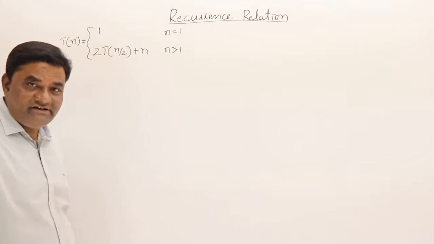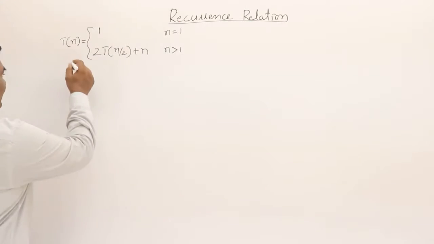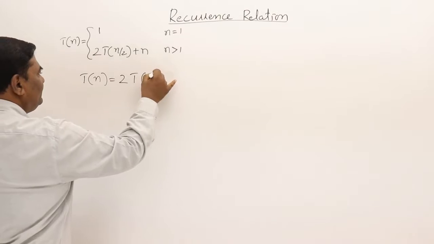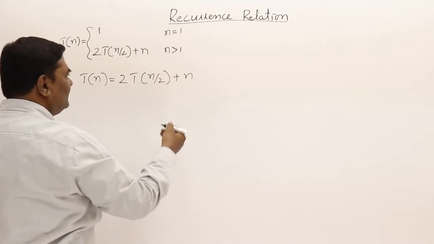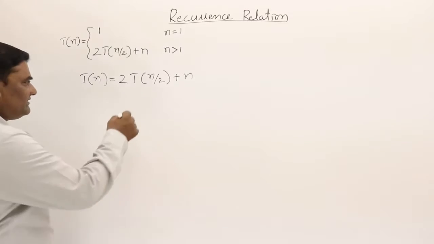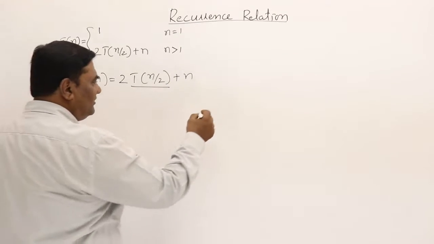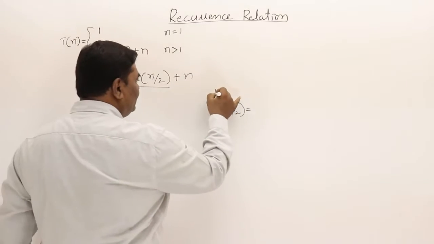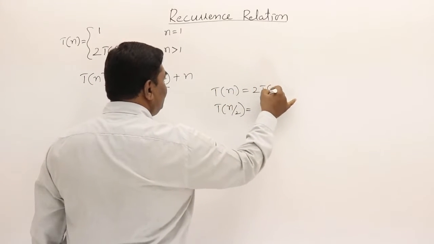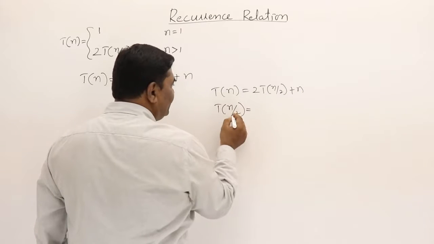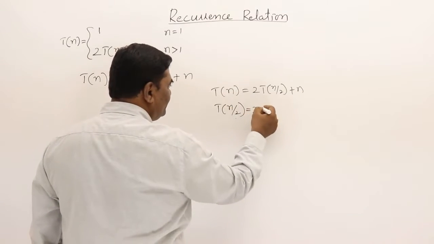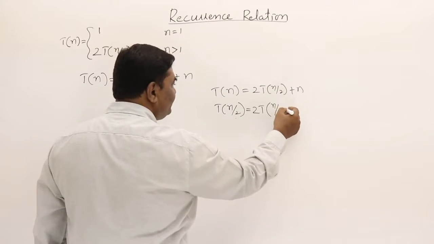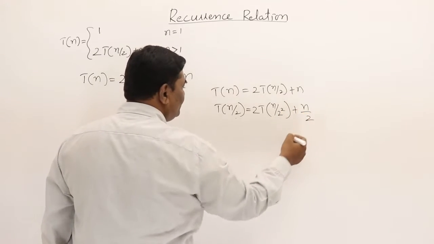Now, let us solve this recurrence relation by the substitution method. I'll take this recurrence relation T(n) = 2T(n/2) + n. Then I can know the answer if I know T(n/2). What is T(n/2)? Since we know T(n) is 2T(n/2) + n, in place of n if I write n/2, this will be T(n/2) = 2T(n/2 / 2), so n by 2 squared, plus n/2.